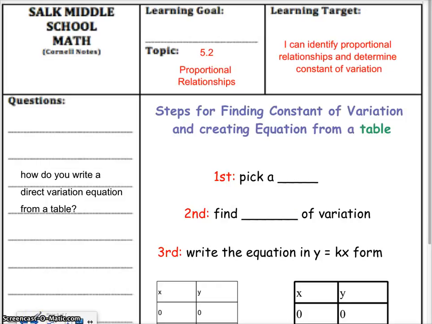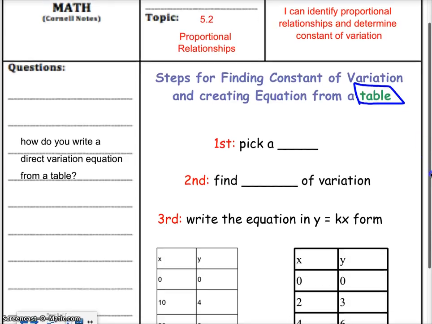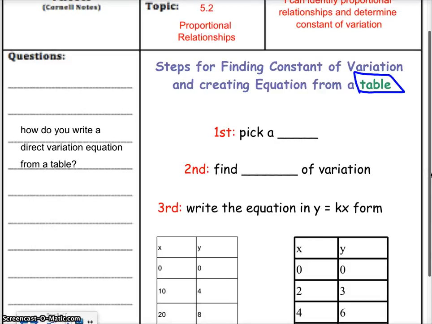Okay, now we're going to find the constant of variation and create an equation from a table. Remember, a table, actually, I'm not even going to tell you. All you're going to do is pick a point. Pick a point. Find your constant. So your constant of variation. Anybody remember what is k? K equals y over x. So you're just going to put y, put it over x, and then call it good.